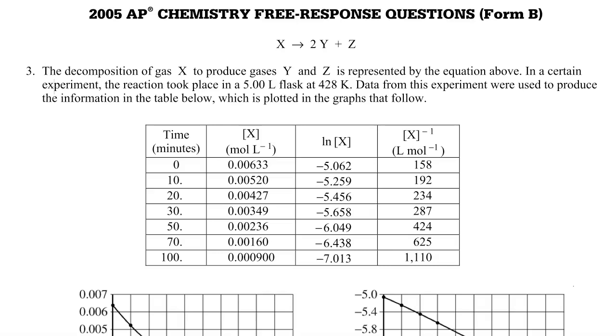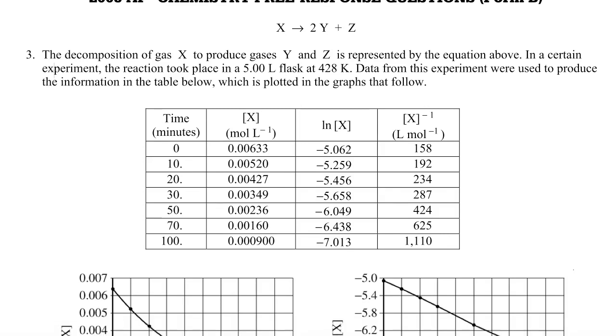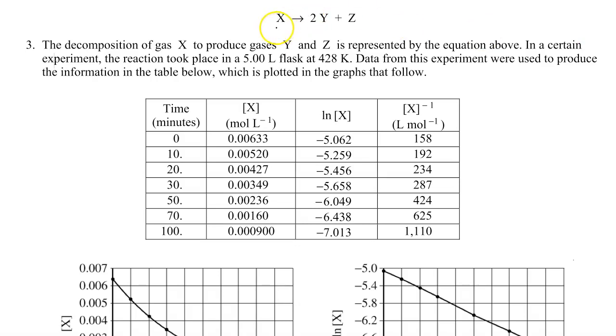Let's go over 2005 question 3 Form B test. It's a nice rate law question that incorporates their integrated formulas for rate law. Okay, so we've got a reaction, x by itself, going to 2y plus z.